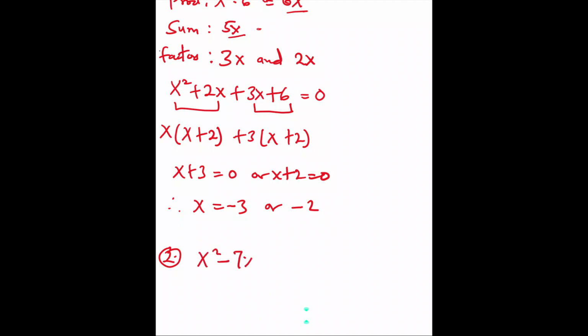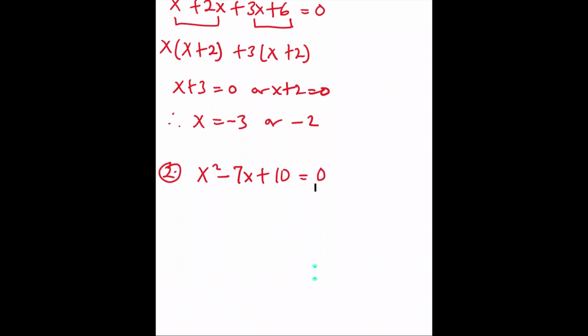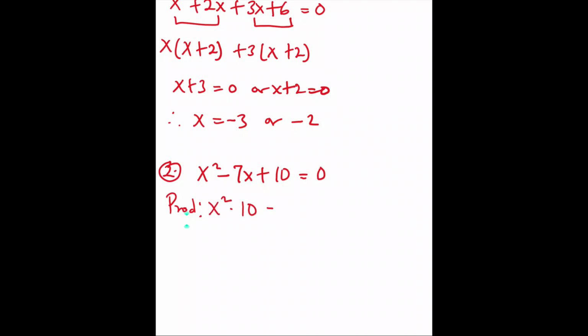Number 2, we have x squared minus 7x plus 10 equals 0. The product is x squared times plus 10, which gives us 10x squared, right? And then the sum is minus 7x, which is the middle term. So we have to look for two factors that, when we multiply both of them, give us 10x squared, and when we sum them up, give us minus 7x.